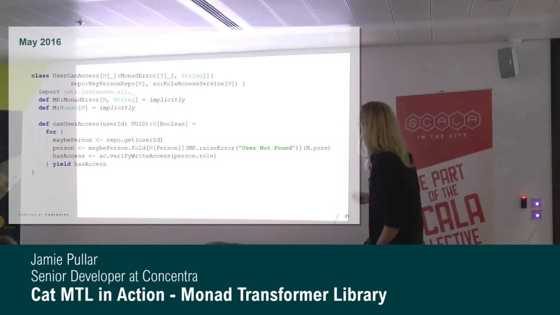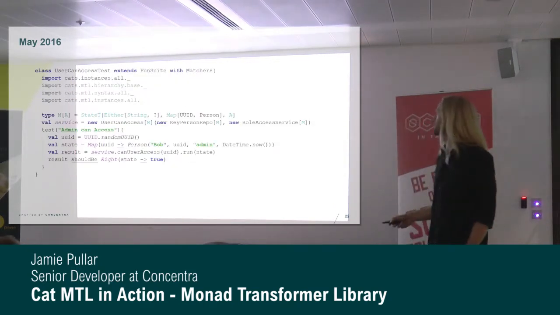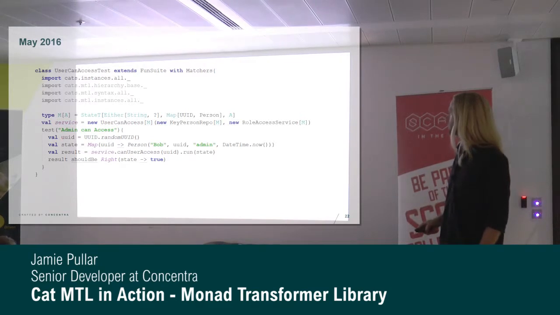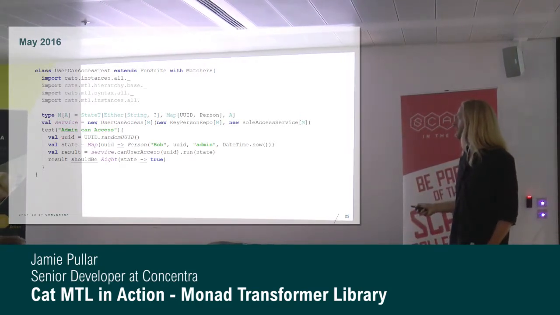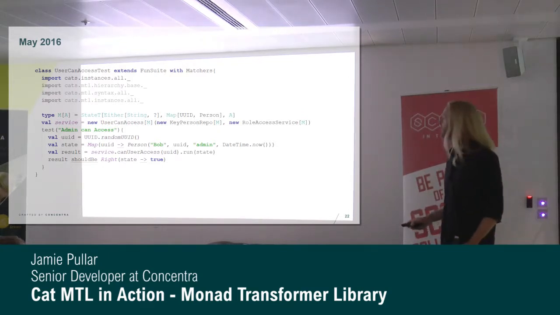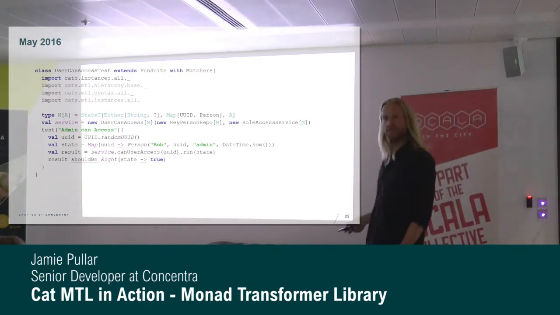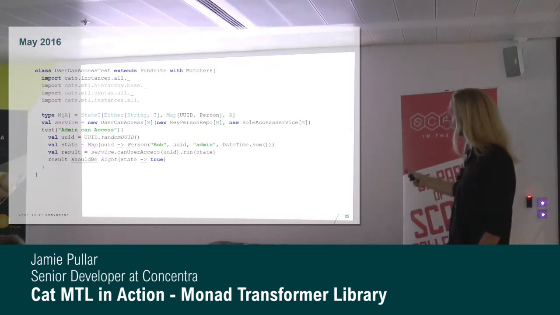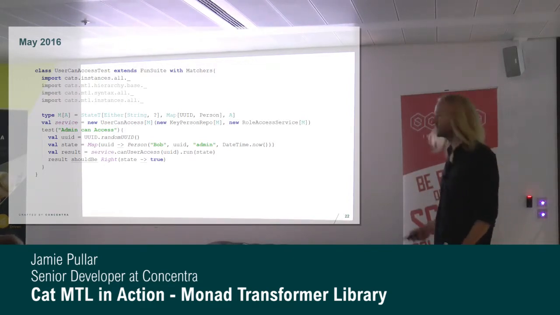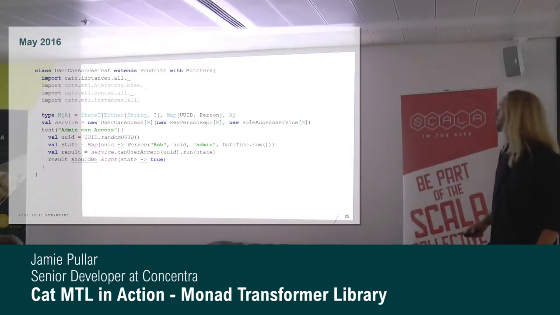And here's a simple test, importing all the necessary from cats. But I can actually now construct this service, pass it some initial state, and return a result. And what's really nice is the service is purely functional. So I can just construct it once. In my test suite, I never need to construct it again. It's only the effects that change.